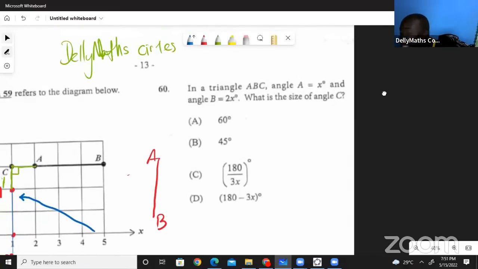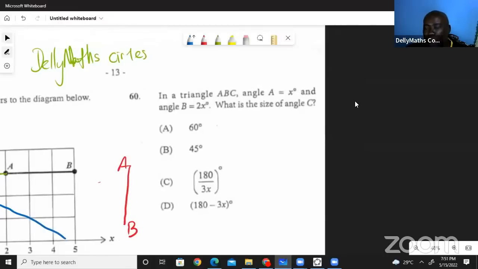I haven't seen enough answers, but I'm going to take this one home. All right, I'm seeing some answers coming in. I don't know what the answer is yet, because I haven't gone through the paper, but let's see what it is.